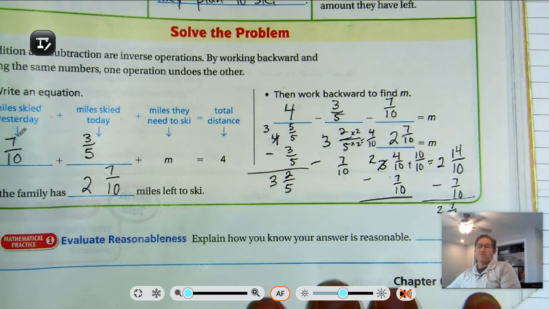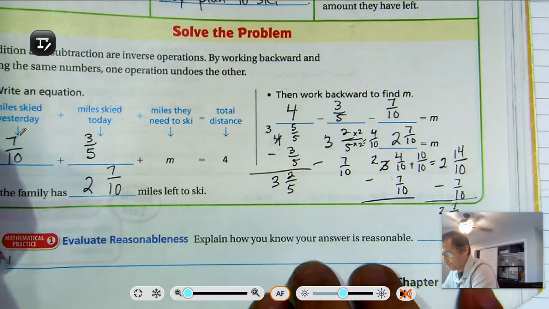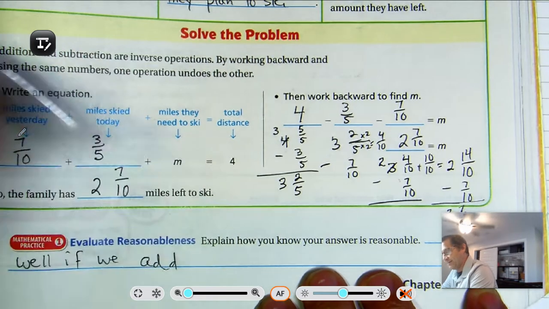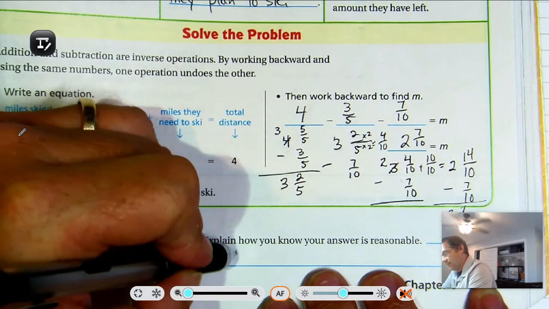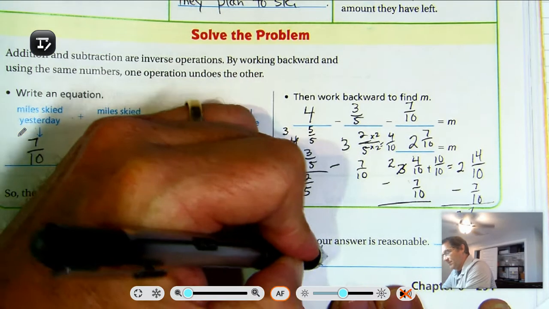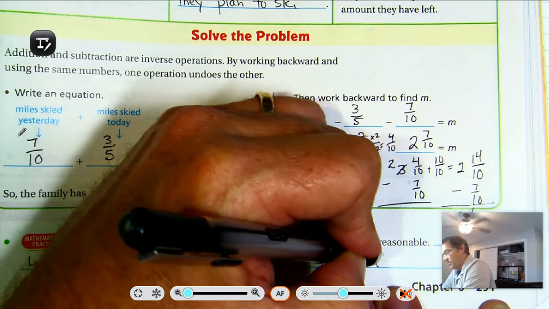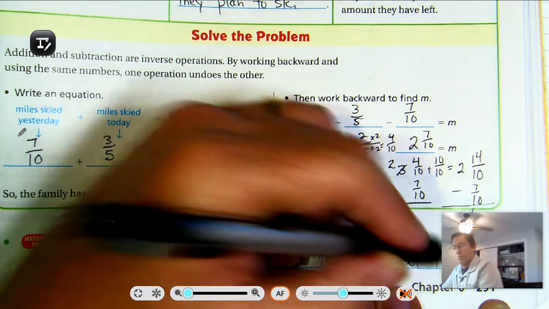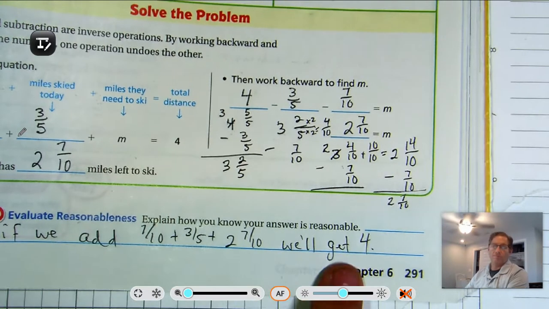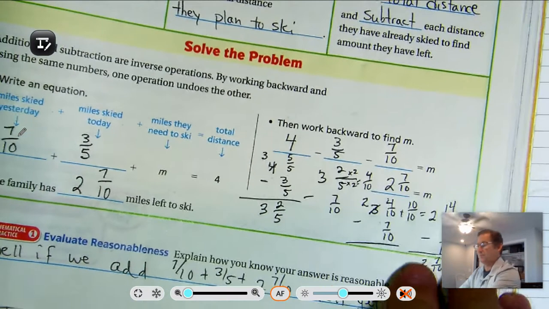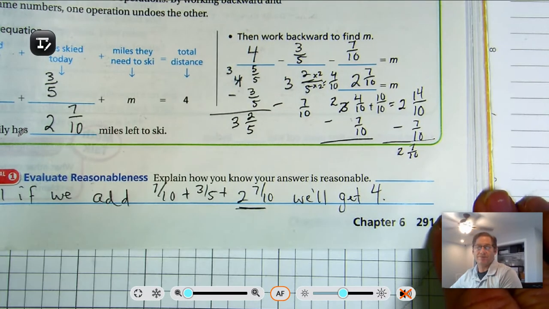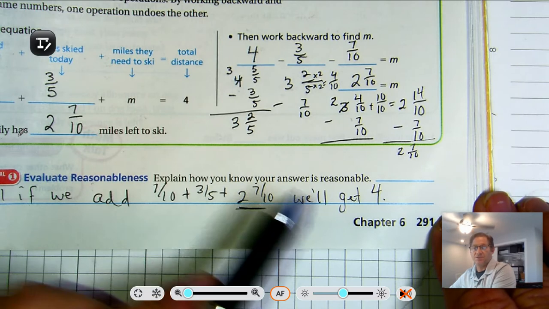How do we know our answer is reasonable? Well, if we add 7/10 plus 3/5 plus 2 and 7/10, we'll get 4. If I didn't get 4, I wouldn't have the correct answer. So if I add 2 and 7/10 to the 7/10 and 3/5, I should get 4.